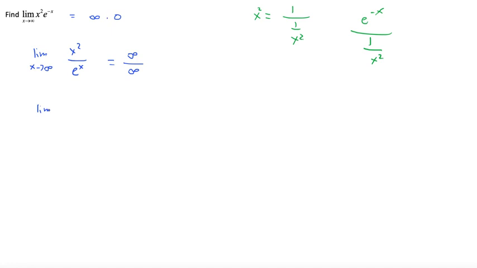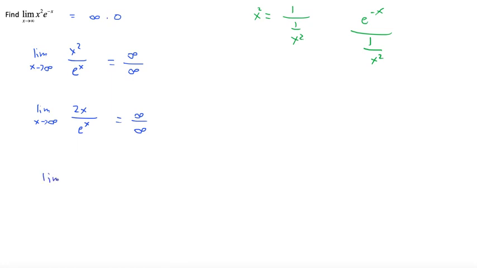Let's try it once. We get the limit as x approaches infinity. The derivative of x squared is 2x. The derivative of e to the x is just e to the x power. And when I plug in infinity, I get 2 times infinity, which once again is just infinity, and we get infinity down here, right? Another indeterminate form. So let's do it one more time.